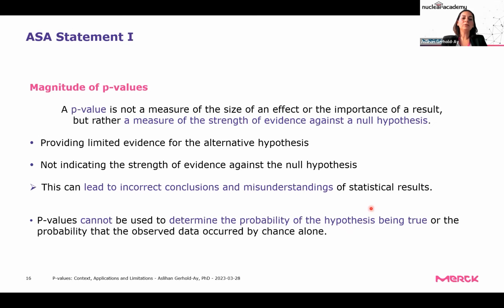And p-values cannot be used to determine the probability of the hypothesis being true or the probability that the observed data occurred by chance alone. This is really important. And what we also need to understand in this context is that a relatively large p-value does not imply evidence in favor of the null hypothesis, because many other hypotheses can be equally or more consistent with the observed data, which we have not tested.